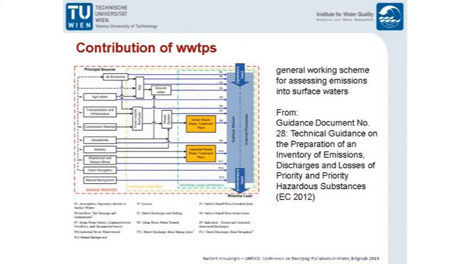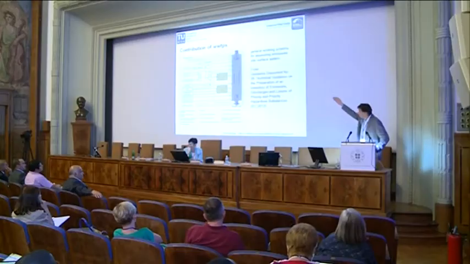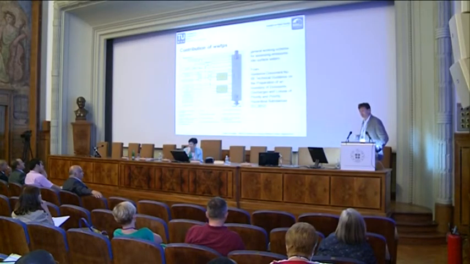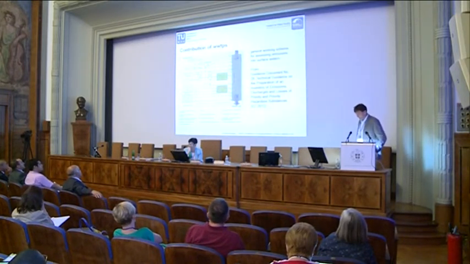This is just a general working scheme for the assessment of emissions into surface waters that I borrowed from the EC. There is a new guidance document with a very thorough approach and a guideline on how things should be addressed. And you see that only these yellow boxes are the wastewater treatment plants, the urban and the industrial wastewater treatment plants, but there are a lot of other arrows that can direct substances into the surface water. And again, we have to know for the specific substances which pathway is the most significant one and where measures, technological or other measures, would be suitable in removing the substances.